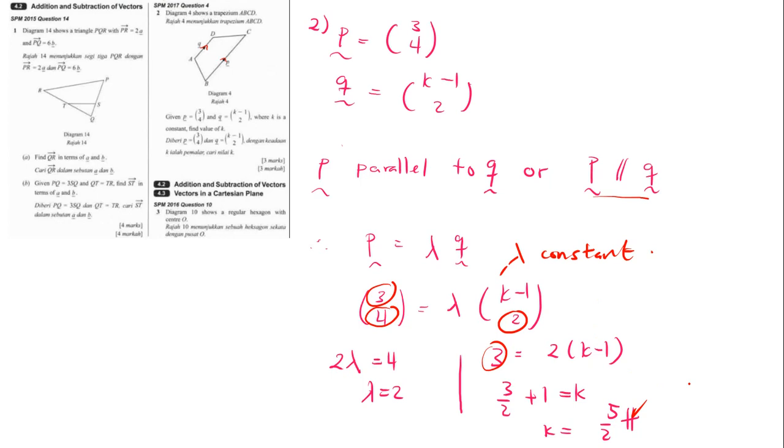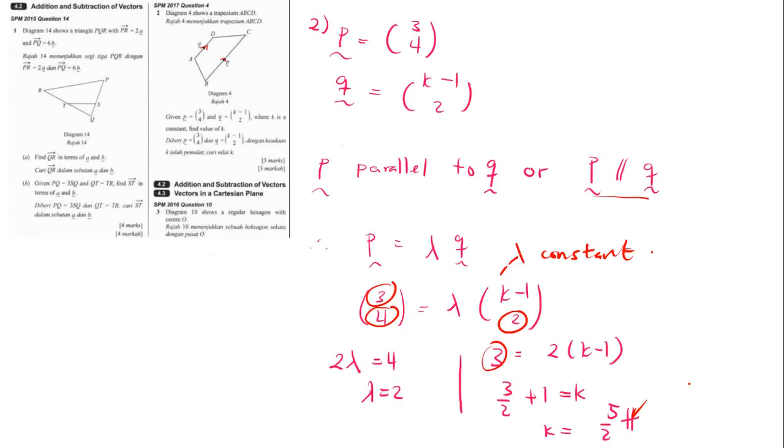So next question is question 3. So question 3 over here, this is the continuation. Diagram 10 shows a regular hexagon with center O. So let's take a look. This is the hexagon. So express AC plus CE plus CB in a single vector.